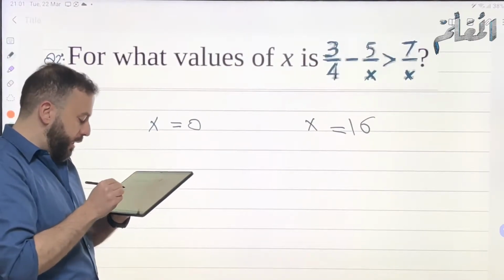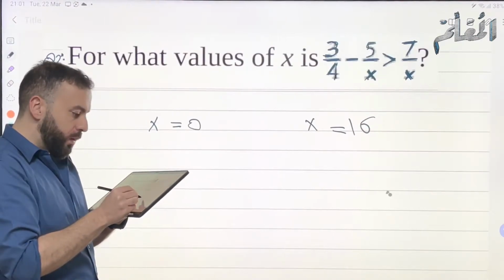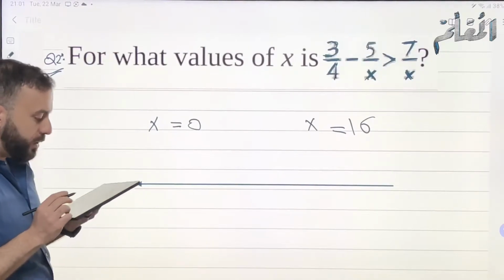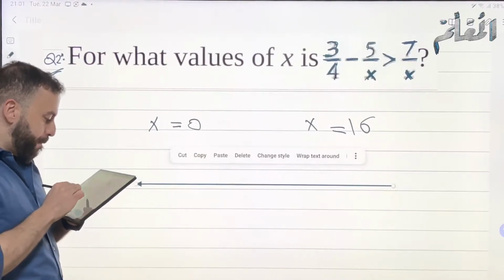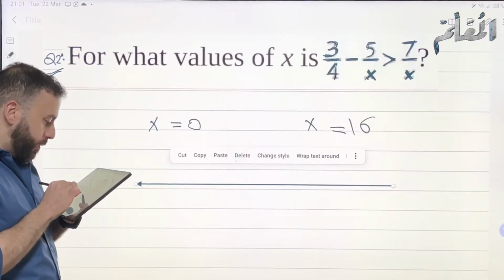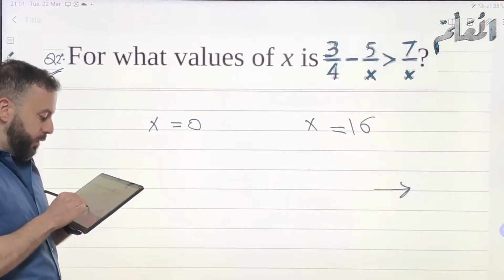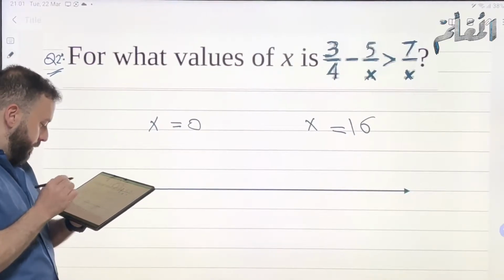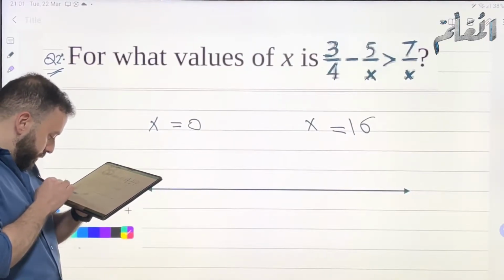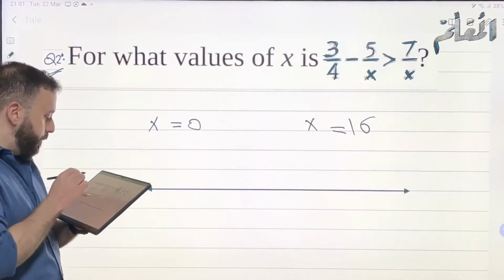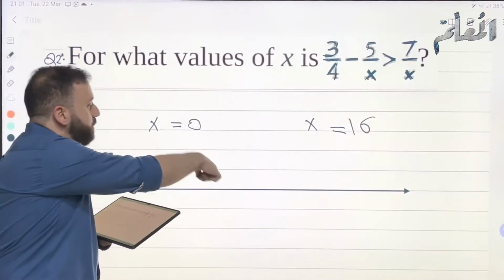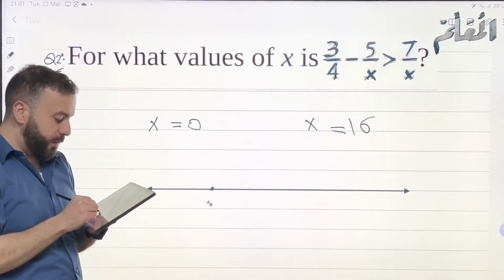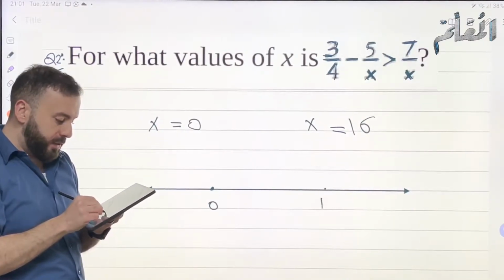We need to put a number line now. Okay, we'll put a number line here, as you can see. Okay, perfect. After that, we'll put the values of 0 and 16 on a number line. That's the second step, 0 and 16.